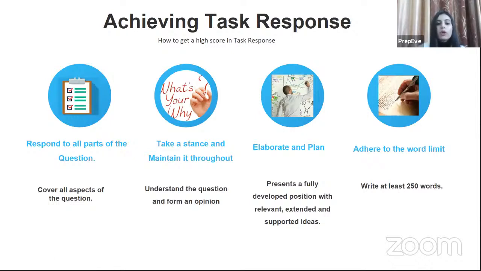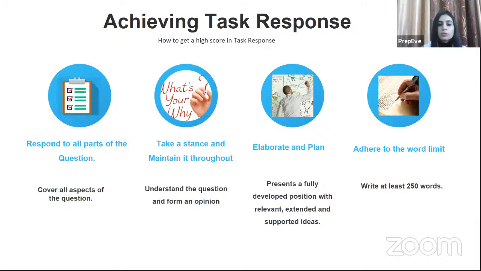Maintain it throughout. A lot of students start in their introduction by saying that they completely agree with this particular topic, and then in the body paragraphs they end up disagreeing with it. Again, in their conclusion, they completely agree with it, which confuses the reader, who will not understand whether you're agreeing or disagreeing. This confusion is not going to be good for your task response parameter. So you have to be very clear about what you think right in the beginning. Form your opinion, form your stance, and then stick to that stance throughout your essay. It should be consistent in your introduction, body paragraphs, and conclusion.